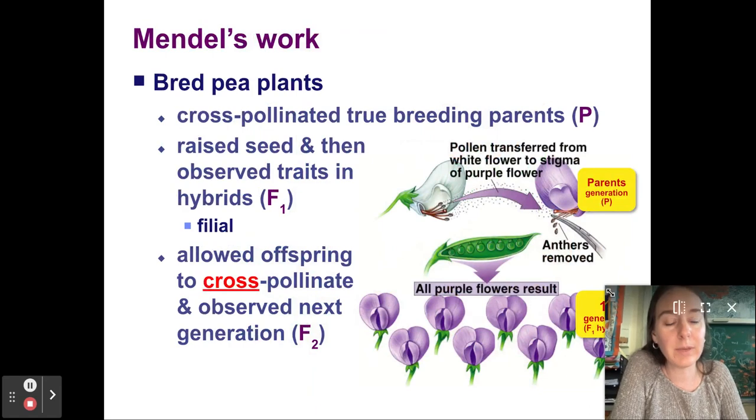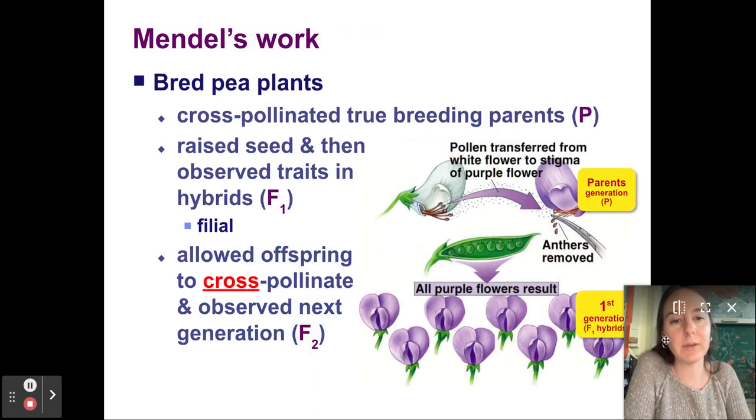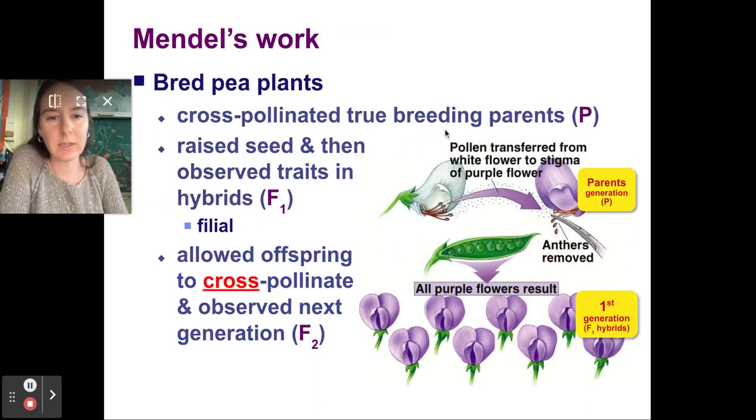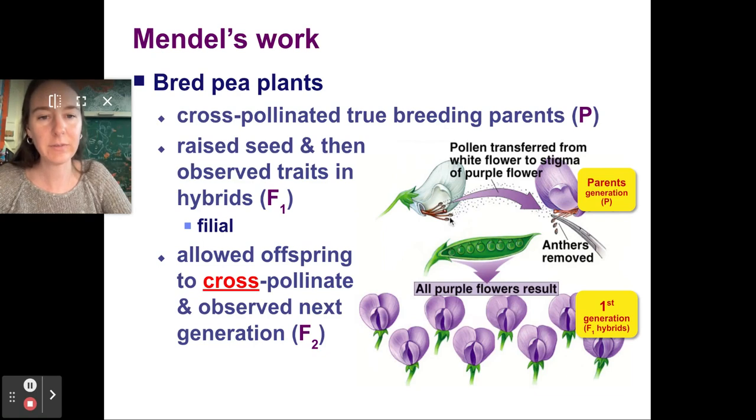Okay, so that's actually what Gregor Mendel did. So he took pea plants and he bred them and he made predictions based on what he found. So let's start here. So first, he cross-pollinated true breeding parents. So here are our parents. Here's the very, very, very beginning. And these are true breeding.